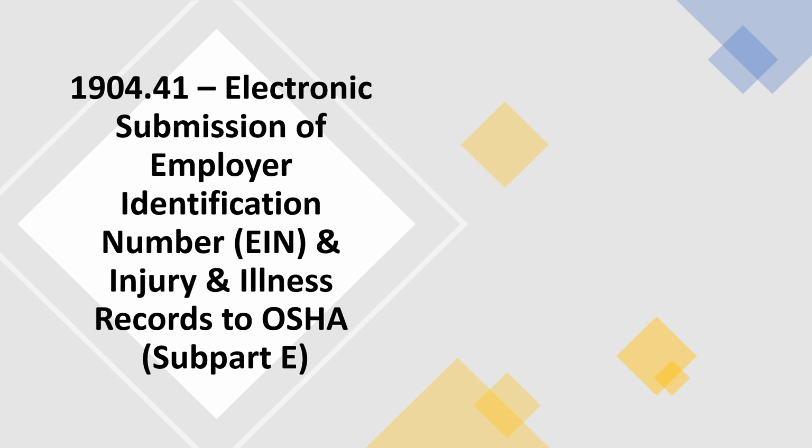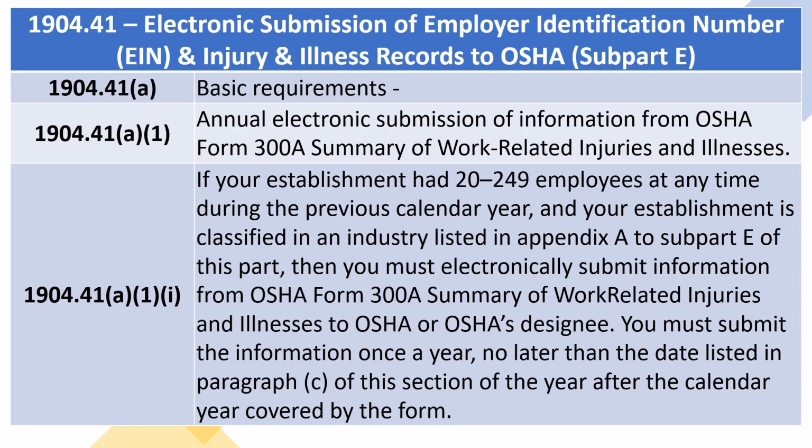1904.41 Electronic submission of employer identification number (EIN) and injury and illness records to OSHA. 1904.41(a) Basic requirements. 1904.41(a)(1) Annual electronic submission of information from OSHA Form 300A, summary of work-related injuries and illnesses. 1904.41(a)(1)(i): If your establishment had 20 to 249 employees at any time during the previous calendar year, and your establishment is classified in an industry listed in Appendix A to Subpart E of this part, then you must electronically submit information from OSHA Form 300A to OSHA or OSHA's designee. You must submit the information once a year, no later than the date listed in paragraph (c) of this section of the year after the calendar year covered by the form.